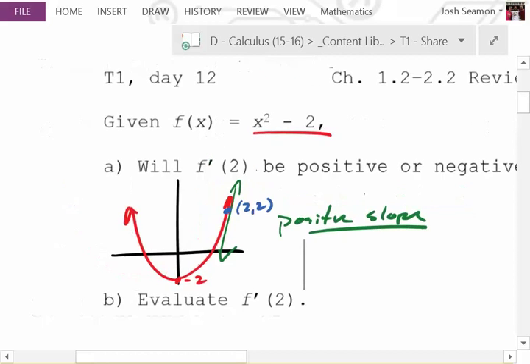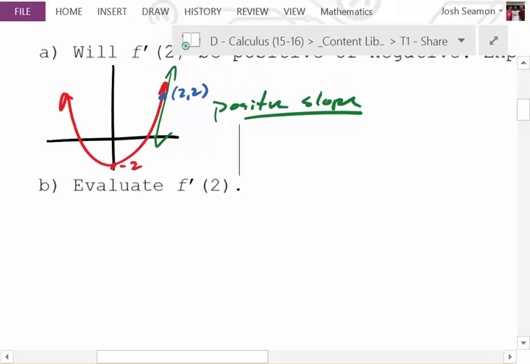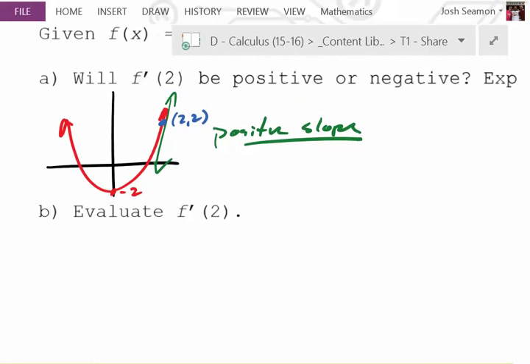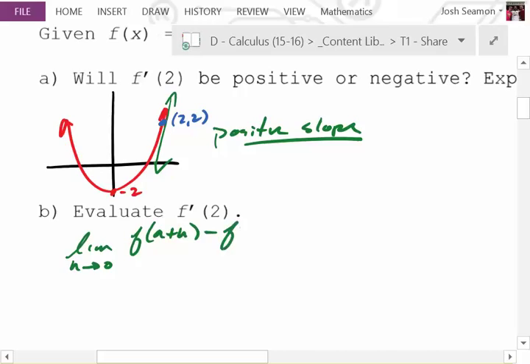Now, how would we find this algebraically? What's the phrase? What's the thing I want you to write down first? Nope. Start from the beginning. Limit as h goes to 0 of f of a plus h minus f of a all over h.